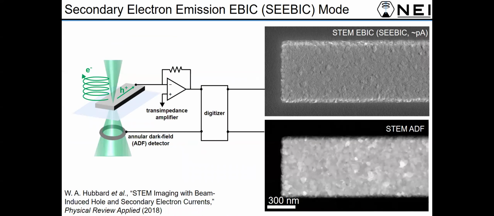So here's perhaps the most simple SEEBIC device you can imagine. It's a metal electrode sitting on an electron transparent membrane. And this is the case where we have only one path to ground. And this effectively generates a secondary electron image of this electrode.